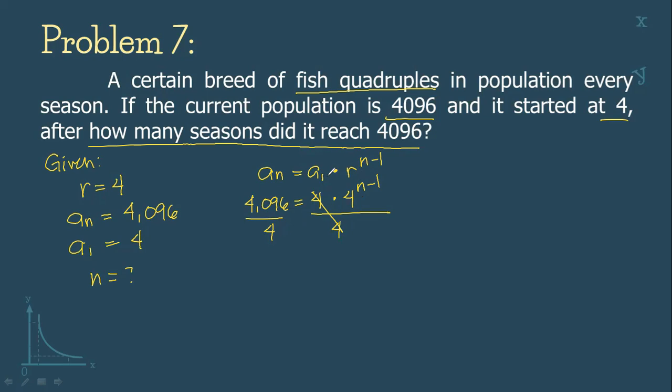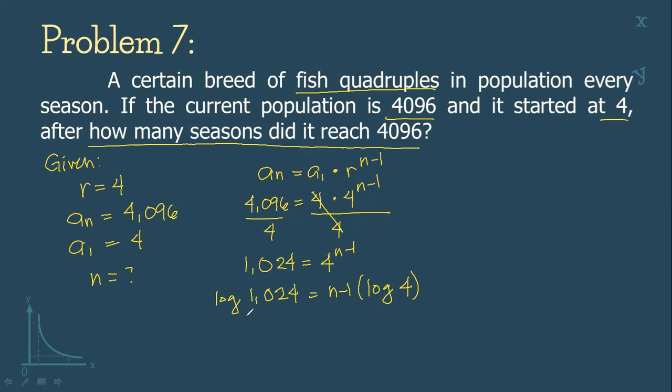So we have the 4,096 divided by 4, that is 1,024. So we have here the 1,024 is equal to 4 raised to n minus 1. Kung makikita po, hindi po natin pwedeng ibaba na lang basta-basta si n minus 1. So we need to logarithm both of the sides of the equation. So we have the logarithm of 1,024, which is equal to, kapag nilogarithm natin ito, maibababa na natin si n minus 1 or sa exponent. So we have here n minus 1 multiplied by the logarithm of 4.